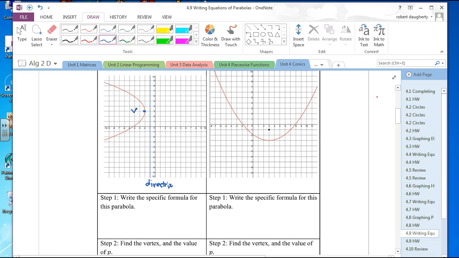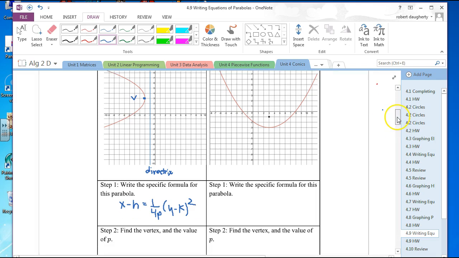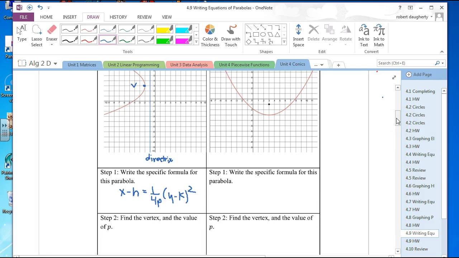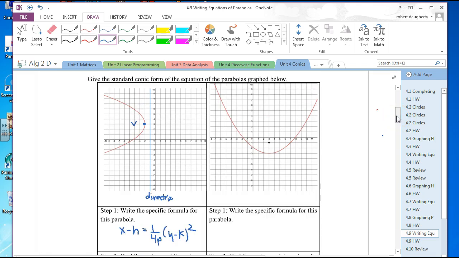So what is the formula that will be used here? What's the form of the formula? Okay, so the y's are squared, so it's x minus h equals 1 over 4p times y minus k squared. For every x, there are two y values here. So what is the vertex for this one? Yeah, -2, 3. And what's the value of p? Is p going to be positive or negative here? Yeah, p is going to be negative, and it's going to be a negative what?